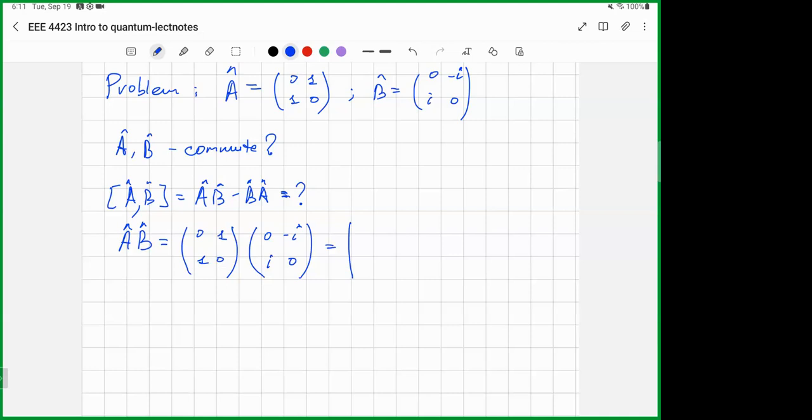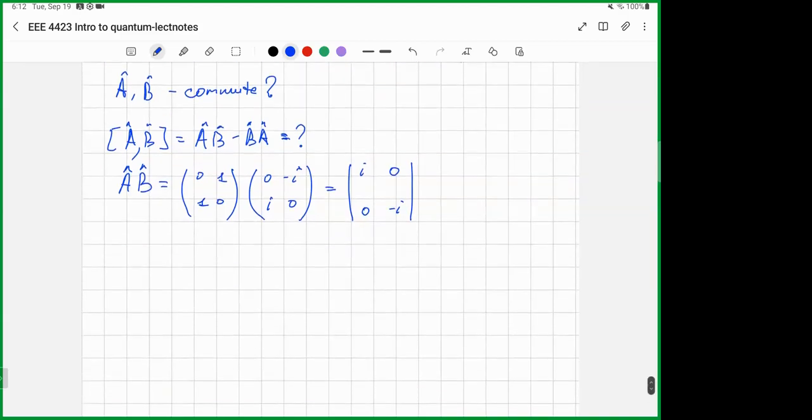Okay, again, row by column. For the first element, we get 0 times 0 plus 1 times I gives us I. For the second, it's going to be 0 times minus I plus 1 times 0, it is 0. For the third, 1 times 0 plus 0 times I, so it's 0. And finally, 1 times minus I is minus I, plus 0 times 0. Okay, this is the first result, of the product A times B.